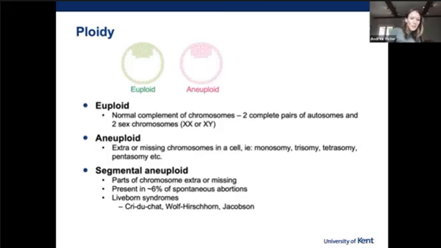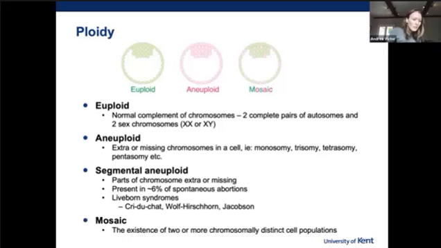Then we have a cartoon here of a mosaic embryo, which contains 2 or more chromosomally distinct cell populations in an embryo or a fetus, including the placenta. So it could contain a euploid and aneuploid cell line, or 2 aneuploid cell lines that are not concordant, and so on.